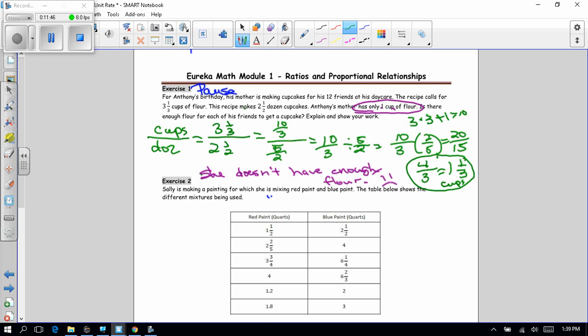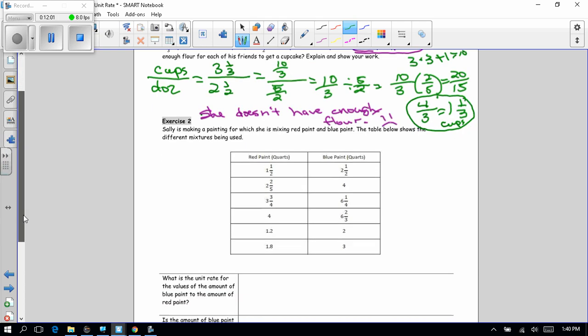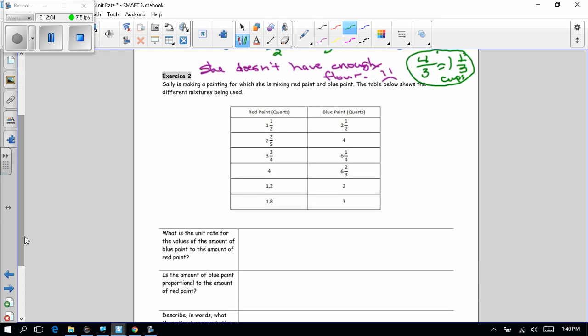And you'll notice this big table, right? Sally is making paint for which she is mixing red paint and blue paint, right? So she's making purple. The table below shows the different mixtures being used, okay? We've got all these different mixtures being used. It says, what is the unit rate for the values of the amount of blue paint to the amount of red paint? So let's calculate this, and it says blue to red. So they're telling us to set up our ratio that way. We're going to do blue to red.